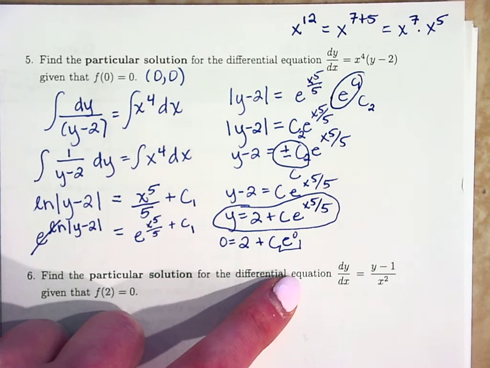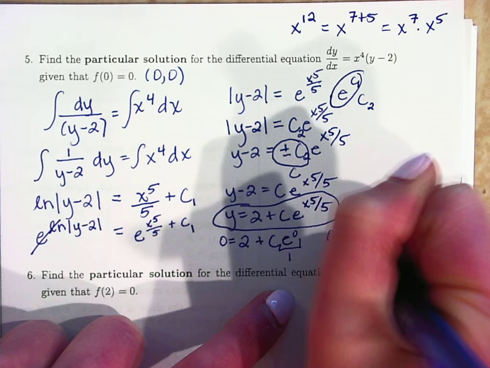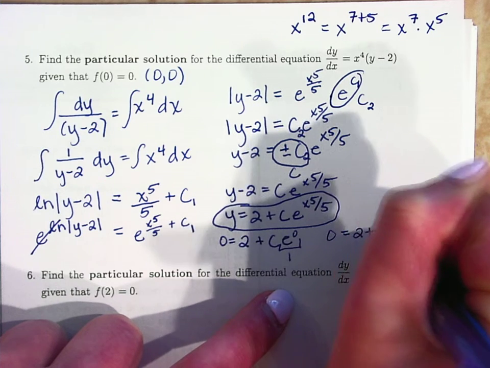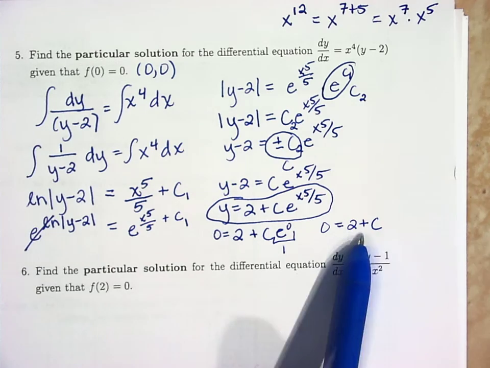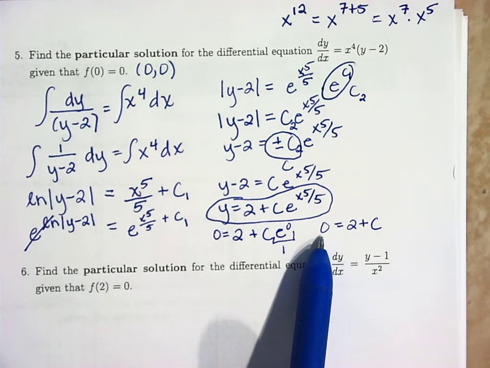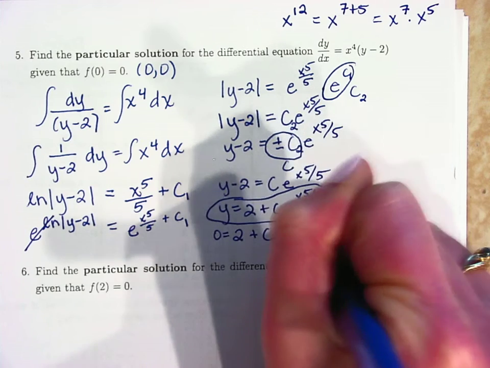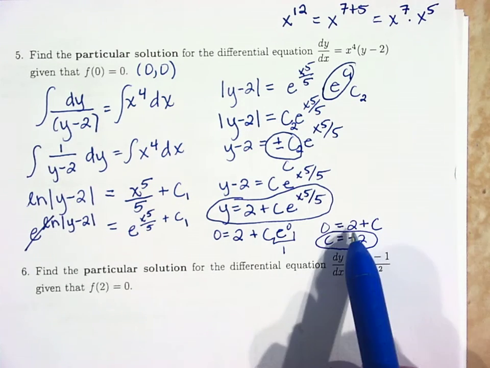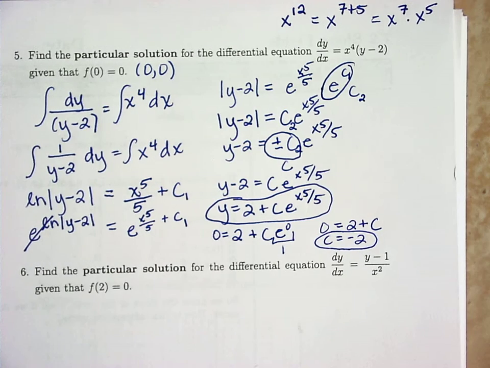Any number raised to 0 is just 1. So now I have 0 equals 2 plus c. In order for 2 plus c to be equal to 0, c has to be negative 2. So I would have 2 plus negative 2, or 2 minus 2, would equal 0. So I found my c value.